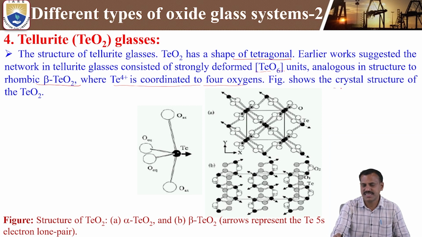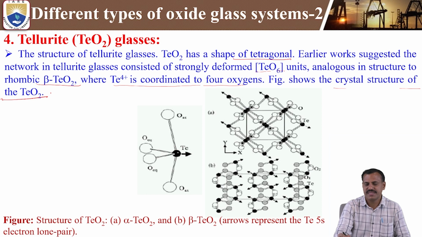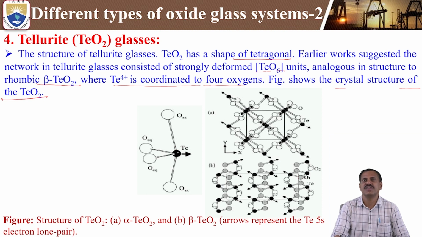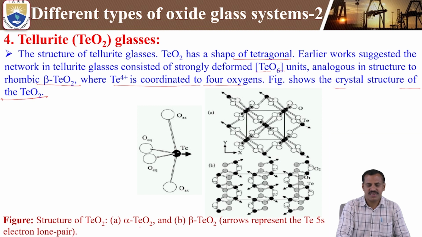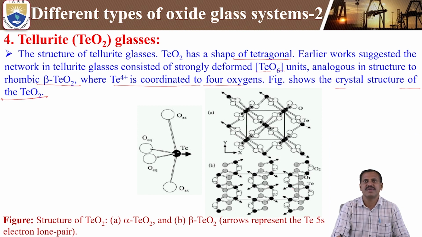This figure shows the crystal structure of tellurium dioxide, TeO2. A is the alpha tellurium oxide and B is the beta tellurium oxide. The arrows mainly represent the tellurium 5s electron lone pair in these systems. This is the diagram for the crystal structure of the tellurite based glass system.